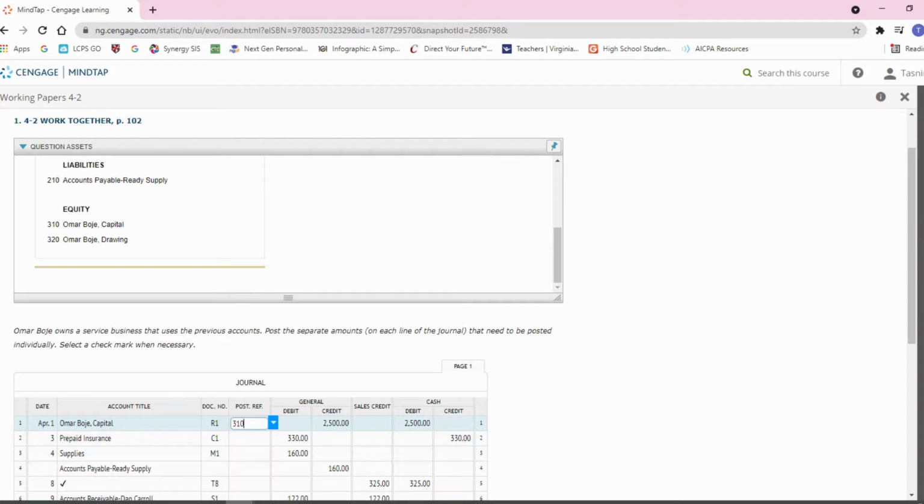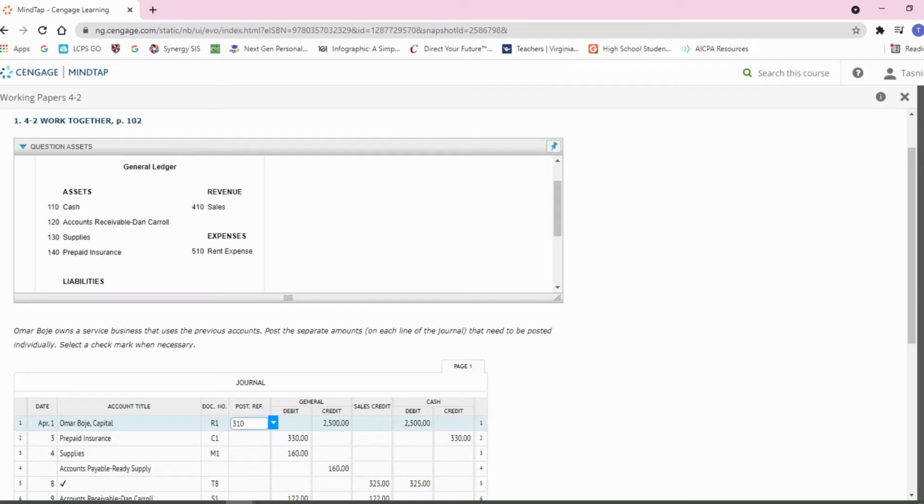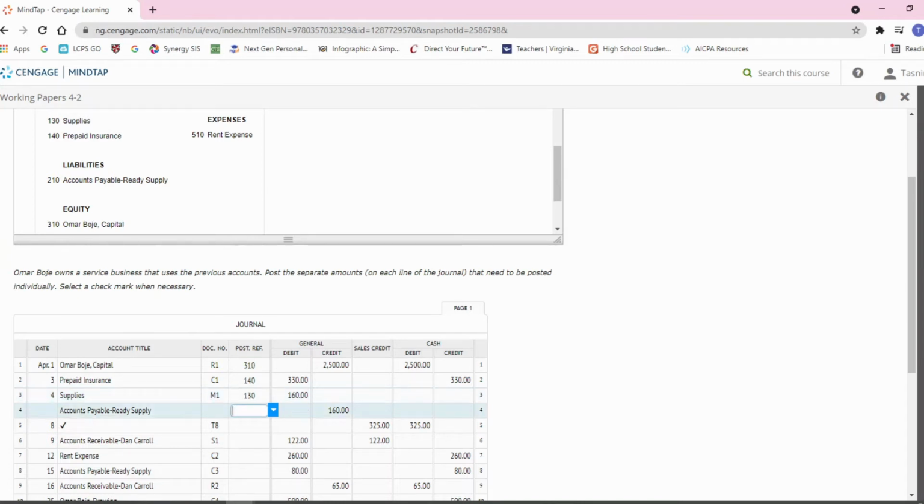Okay? And then our prepaid insurance. So if we scroll back up to prepaid insurance under our assets, that is 140. Our account number is 140. Then supplies is next. Supplies is 130. Then down to our accounts payable, Ready Supply. Our only liability account is going to be 210.